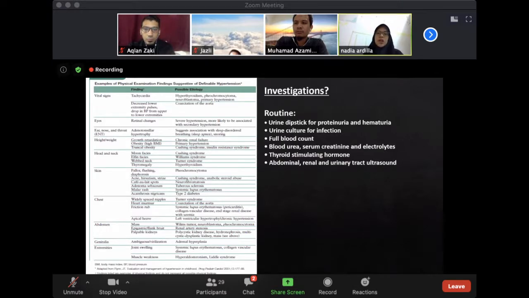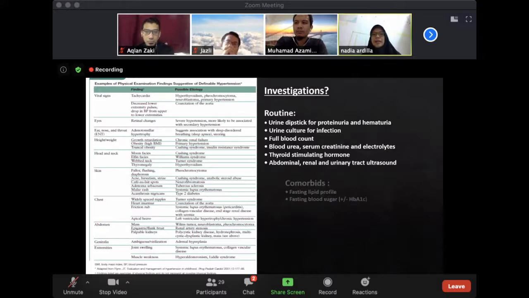So how do we do investigation? Routine investigation that will be done in children usually is urine dipstick for proteinuria and hematuria, because mostly due to renal disease for secondary hypertension. Urine culture for infection, maybe due to UTI. Full blood count, is there any infection as well? Blood urea, serum creatinine, and electrolytes. We need to know the function of the renal, is it affected or not? Thyroid stimulating hormone, because hyper or hypothyroid may alter their blood pressure. Abdominal, renal, and urinary tract ultrasound to find is there any mass effect or not.